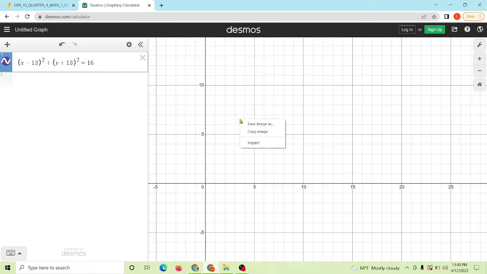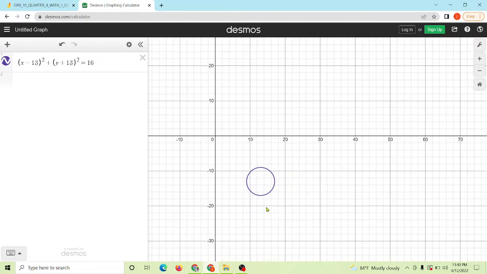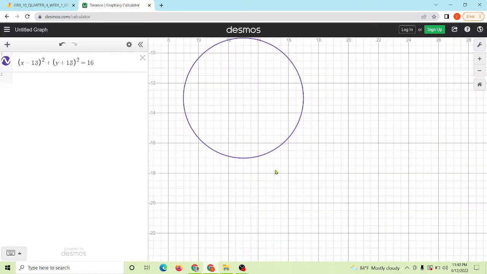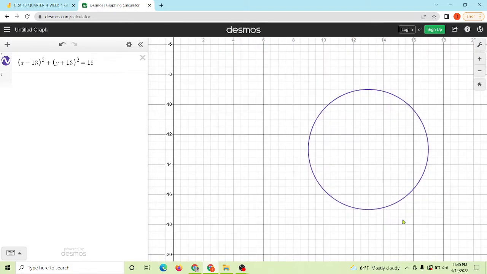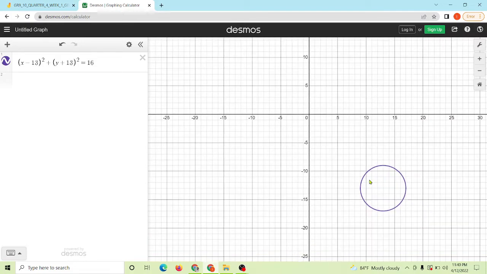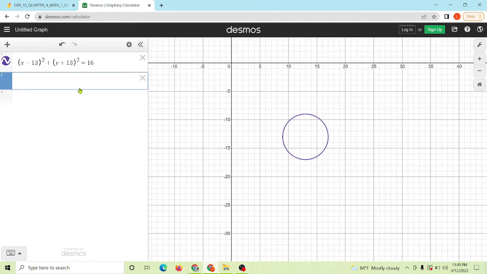Right, so let's just zoom out a little bit just to see. There's our little circle and the moment of truth. We want to see now whether the center is really 13 and negative 13. So 13, comma. If I type in my negative 13 now, I'm expecting it to appear right here in the center of the circle. So negative 13. Bingo, right there, bullseye in the middle.